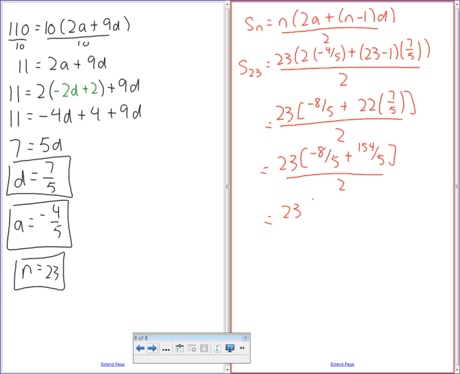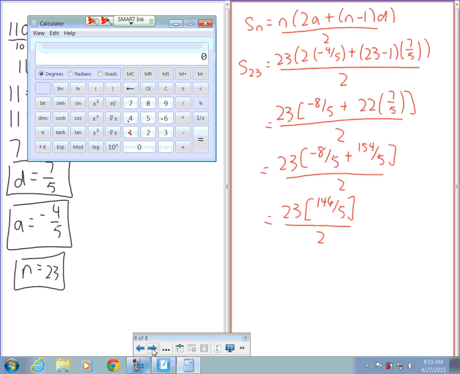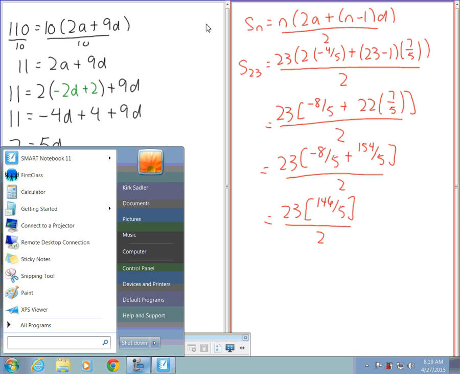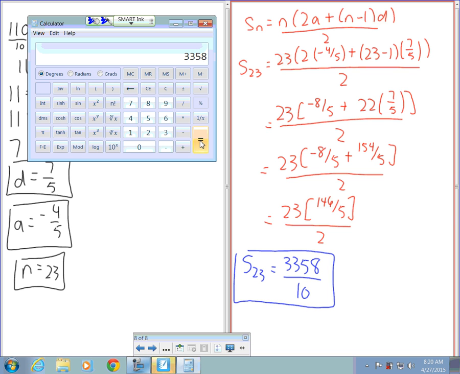That's going to be a mess. My calculator, when I need it. Okay, so what I'm going to do is say 146. Oh goodness, try again. Sorry, kiddos. I know you're sitting at your seat with the answer. 23 times 146 is 3358 over 10. Which is not what I wanted the answer to be. I'm hoping I made an algebra mistake somewhere, because a should have been negative 8 and d should have been 3. That's okay, mistakes.